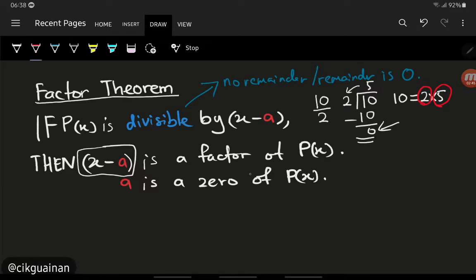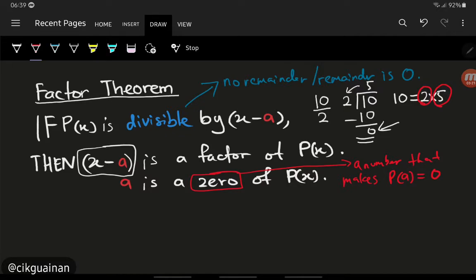Now, in this case, this 0 that you see over here is not a typical number 0. This 0 means a number that makes p(x) equal 0 when we substitute the number inside.